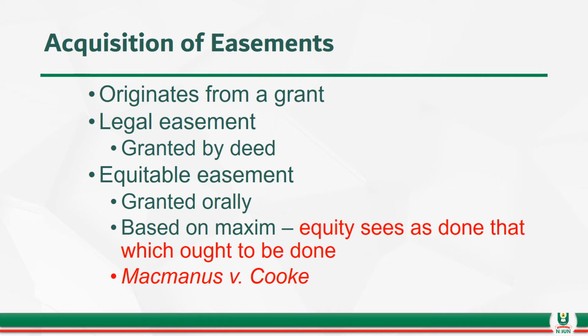So, really, an equitable easement is based on the maxim that equity sees as done that which ought to be done. So if I make a promise to grant an easement, it will be taken that I have granted it even if I don't execute a formal document.